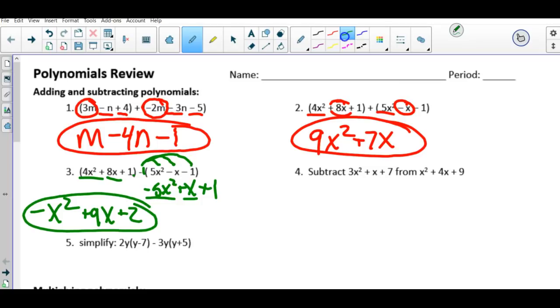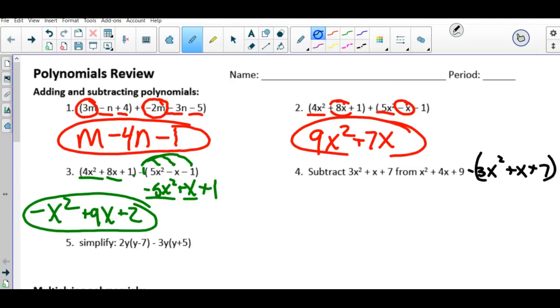Number 4, this is a tricky one. We're subtracting 3x squared plus x plus 7 from x squared plus 4x plus 9. So it is not 3x squared minus x squared. It is the opposite. We're taking this and subtracting from that. So we need to rewrite this like x squared plus 4x plus 9 minus 3x squared plus x plus 7.